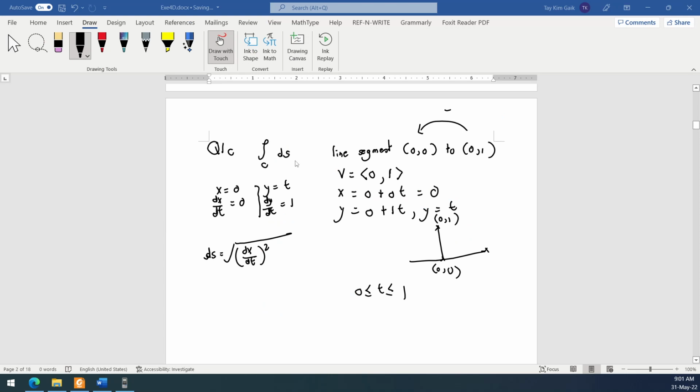In equation 1c, the integral of ds over C actually represents the arc length of curve C. So for the line segment from 0, 0 to 0, 1, if you sketch it, the coordinates are along the y-axis, so x is 0. Let y equal t. Y moves from 0 to 1, hence t also goes from 0 to 1. Then dx dt is 0 and dy dt is 1. So plug dx dt and dy dt into the ds formula.